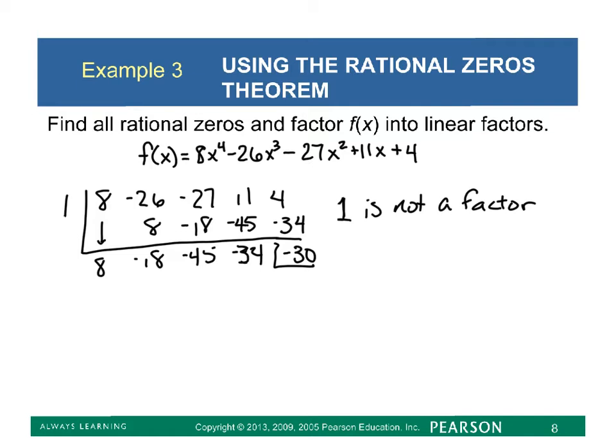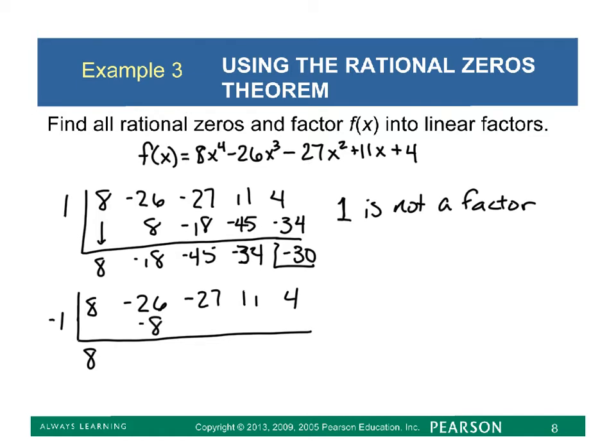Okay, let's test -1. Usually I like to start out with the smaller numbers and not the fraction ones. That's why I'm testing 1 and -1. Many times that will end up with a good result for us. So let's test -1. So 8, 6, -27, 11, 4. Okay, let's do our synthetic division process to get us a good result here. Okay, looking good. Yes, we have a factor.